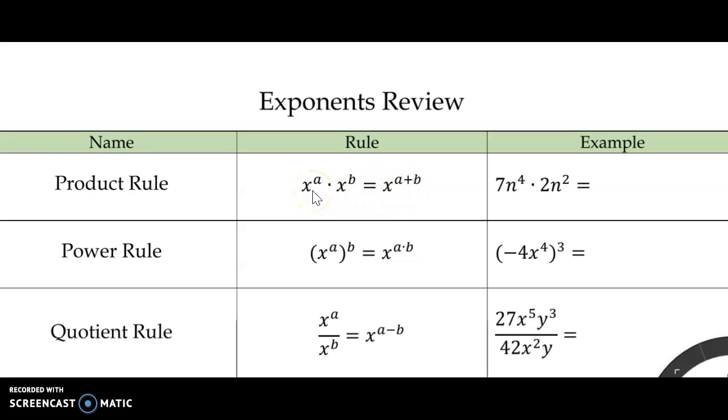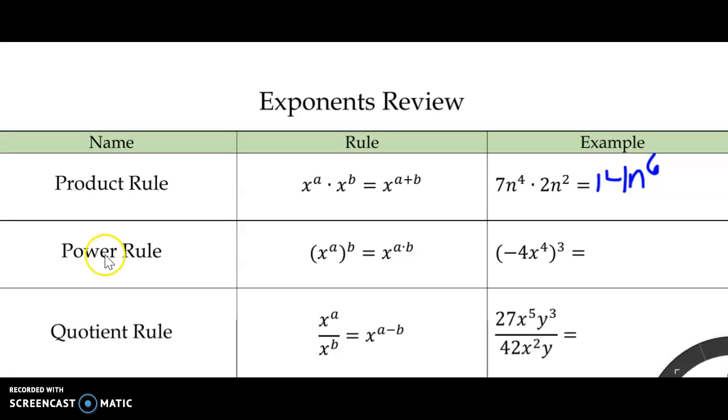So here we have a base of x. We have x to the a times x to the b, and this is equal to x to the a plus b. Let's do an example. Here we have 7n to the 4th times 2n squared. So we will multiply our coefficients together. So 7 times 2 gives us 14. Then these two terms have the same base of n, so we'll add our exponents. 4 plus 2 gives us n to the 6th power.